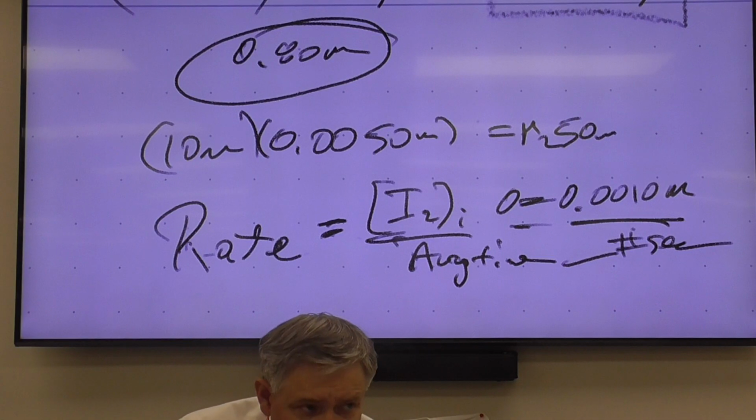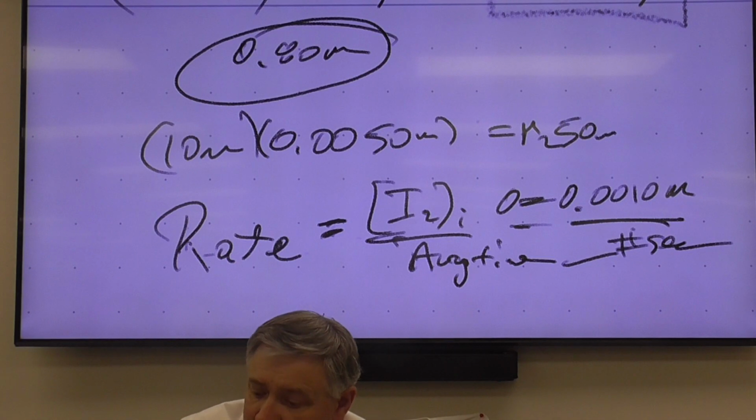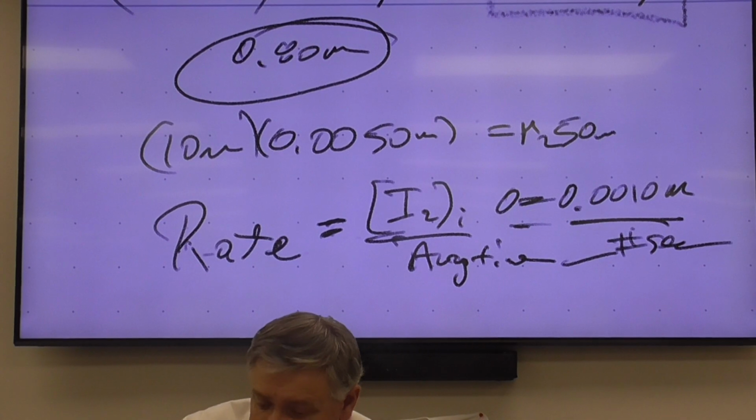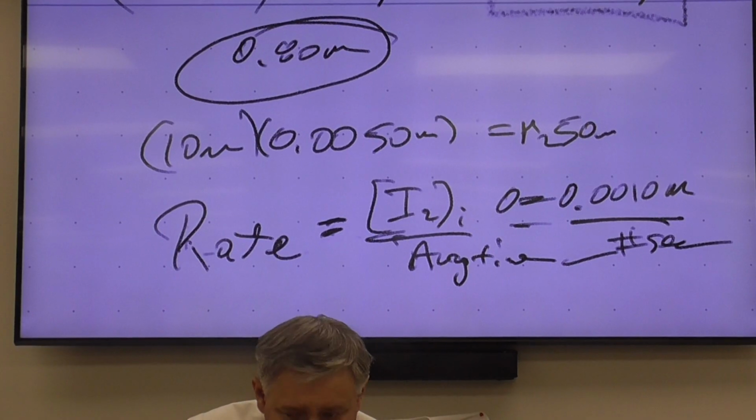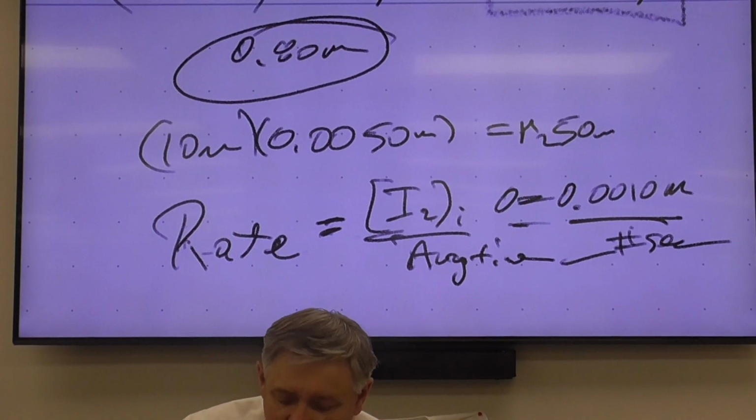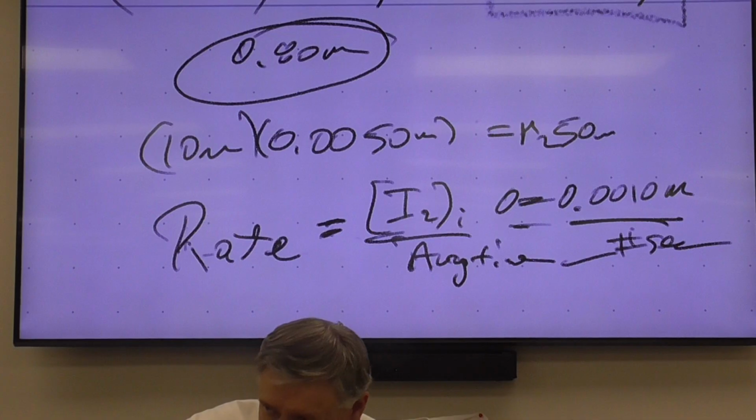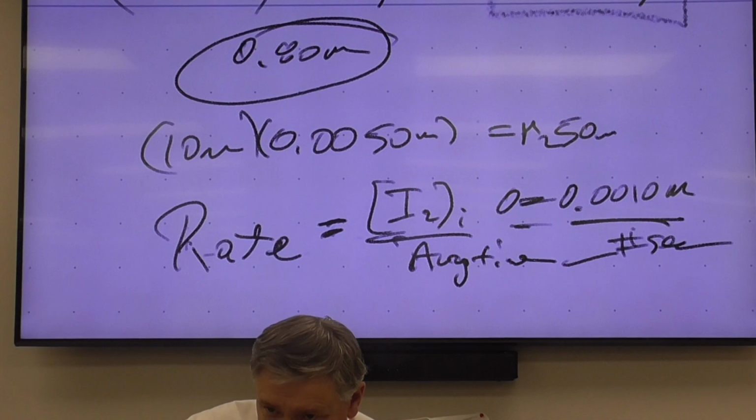So, to give you a hint, that rate on mixture 1 typically is around 10 to the negative 6th, okay?